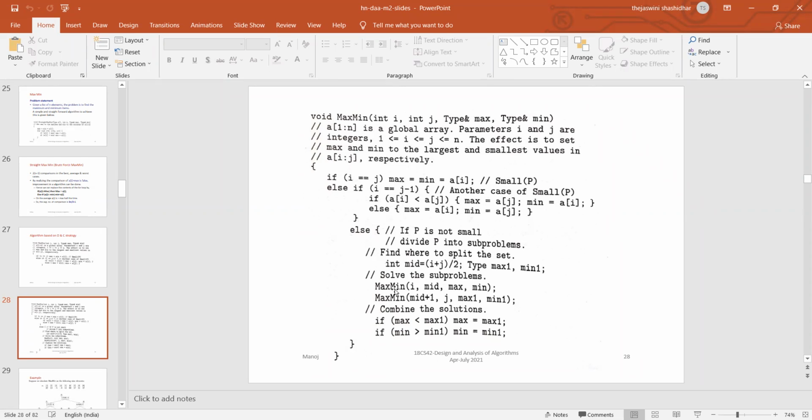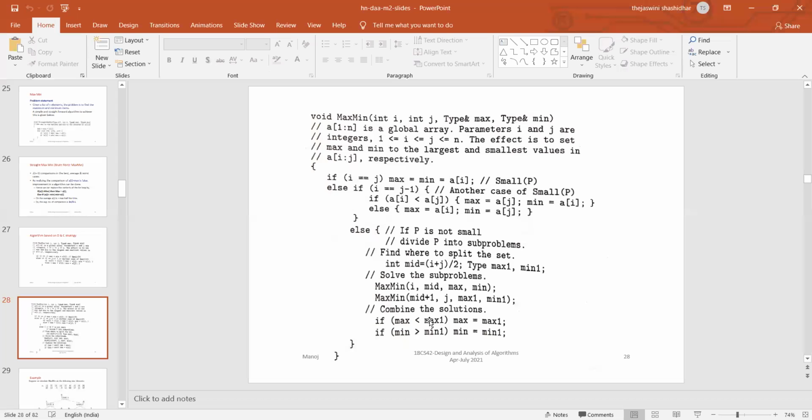So max min, you start with I up to mid. First you have to calculate from the first value to the middle value, and the other you start from mid plus 1 to the last element. The last element is J, the first element is I. So you start solving using I to mid and finding min and max. And again you start from mid plus 1 to J and find max 1 and min 1. Okay, now you combine the solutions.